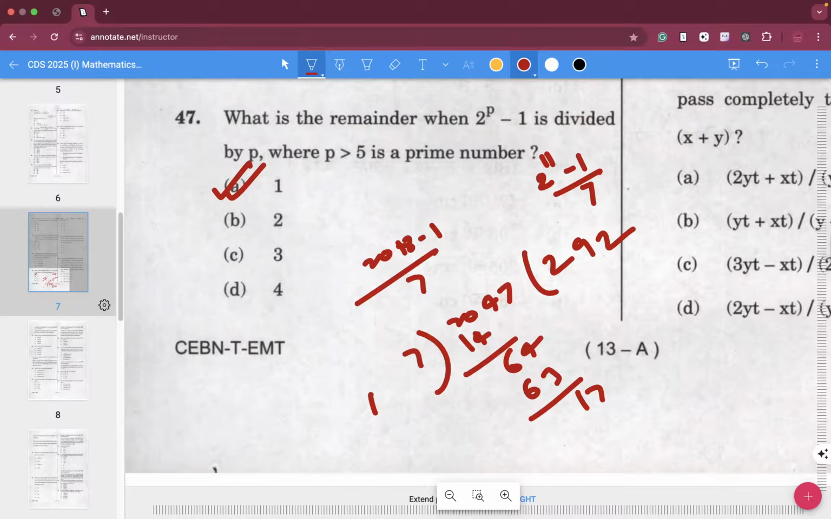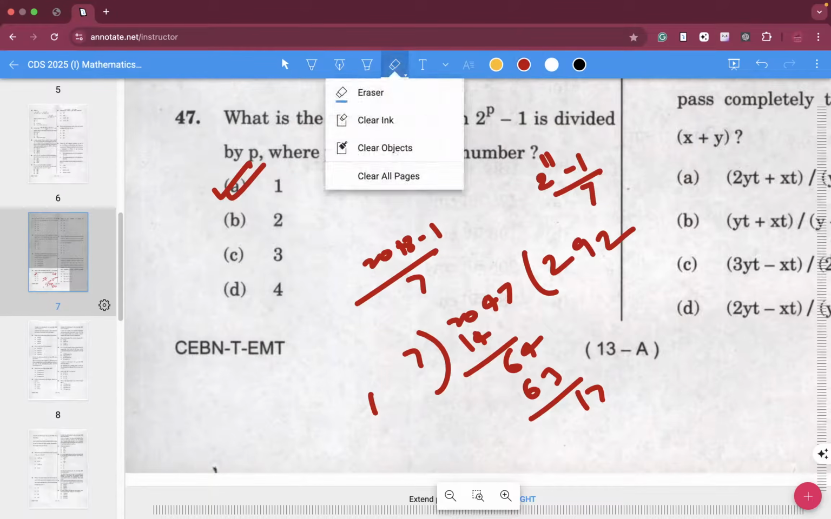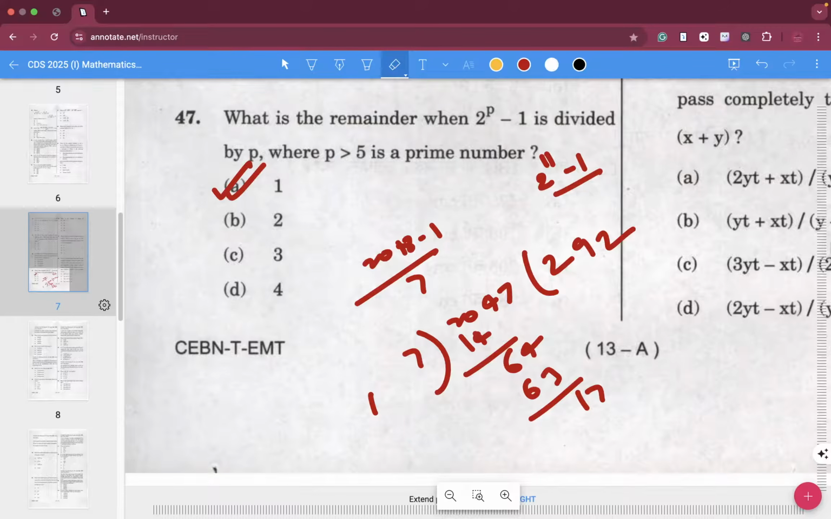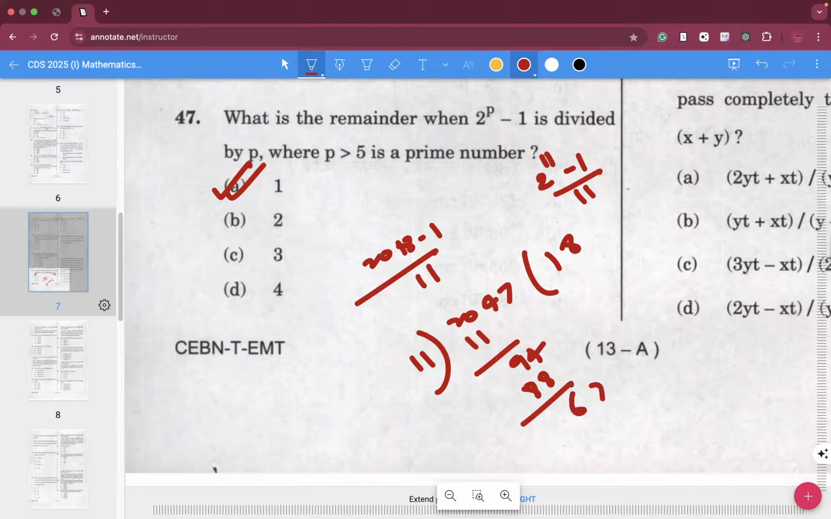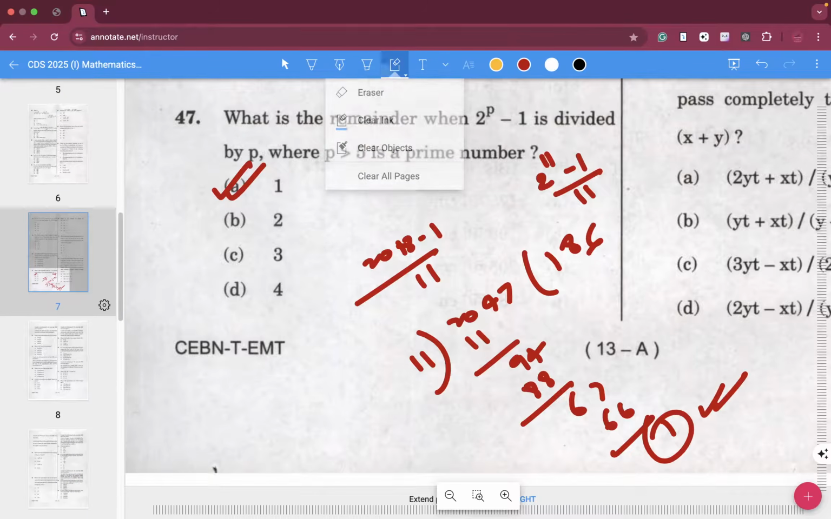Sorry, it has to be divided by p and not 7, right? Over here this is 11, 11, 11, right? So 1 times 11, 94, 8 times 88, right? 67, 6 times 66. Again you are having the same remainder 1. Irrespective of what you choose, you are going to have the same remainder over here, folks.